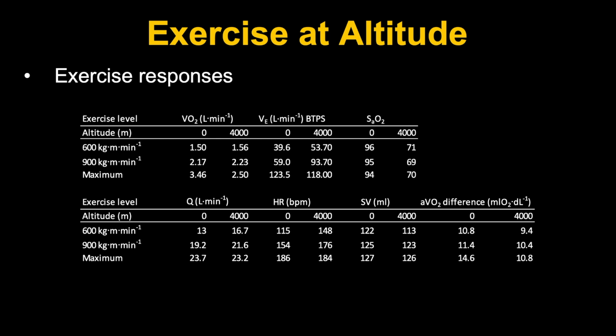These tables show you the acute responses to exercise at sea level, so 0 meters, as well as 4,000 meters or 13,000 feet. There are varying levels of exercise intensity. 600 kilogram meters per minute is a lower intensity exercise. As you go to 900, that's moderate exercise, and of course, maximum exercise. I would encourage you to take a look at these numbers and see how oxygen consumption and minute ventilation and the arterial saturation of oxygen, as well as cardiac output, heart rate, stroke volume, and the VO2 difference change as we increase exercise intensity, and compare those differences between sea level as well as altitude.